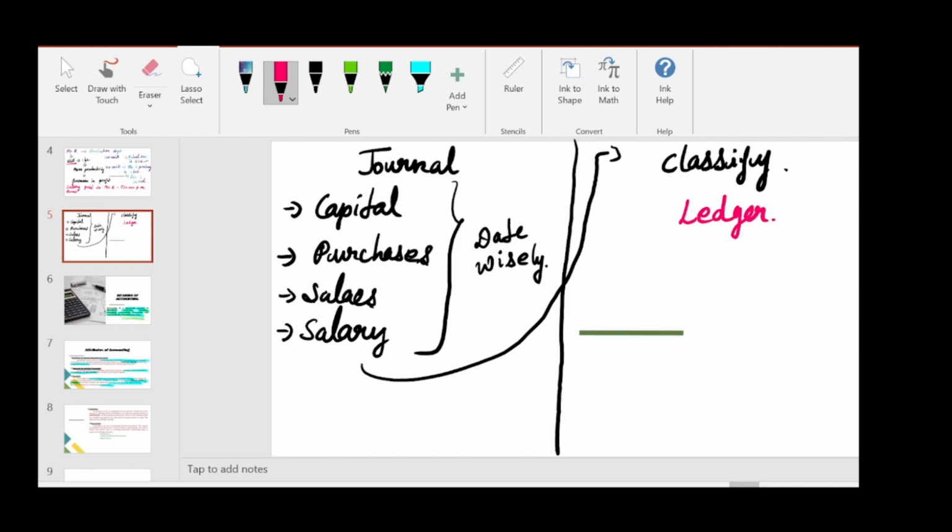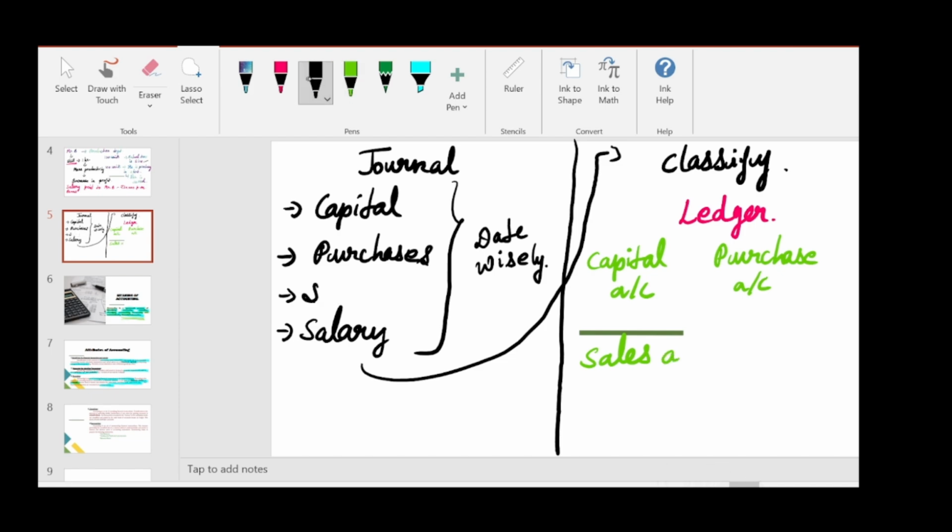In the ledger, I will open an account called capital account, and then something called purchase account. In this example we have only four transactions and four accounts, but generally we will have many transactions in a company. This is just an explanation to understand the concept only. I have given a small example, but in general we have many more transactions. The last is salary account.